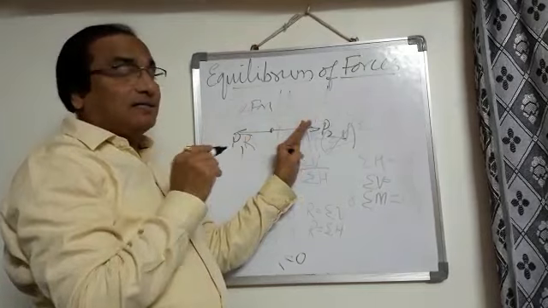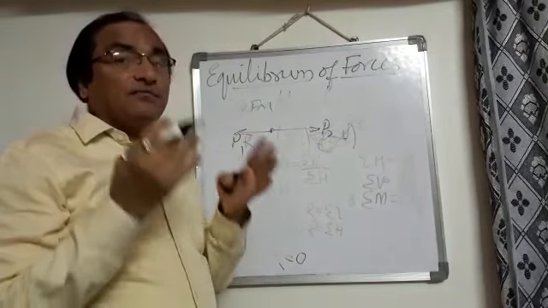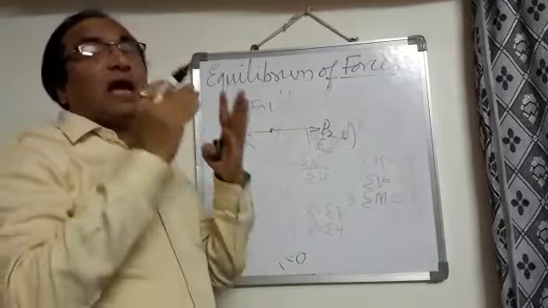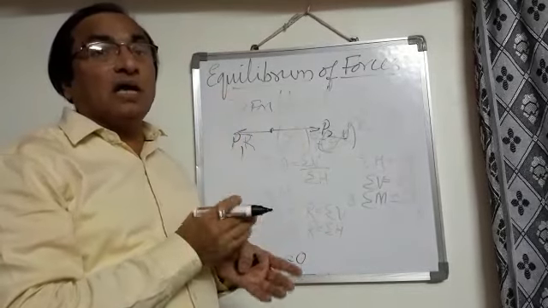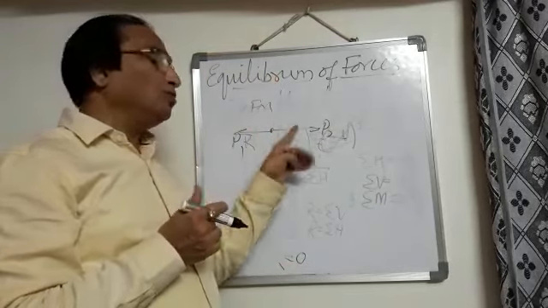you have studied another term known as equilibrant. So what is an equilibrant? A force equal, opposite and collinear to the resultant when added to a system will bring the system in equilibrium. So these are the two forces acting.